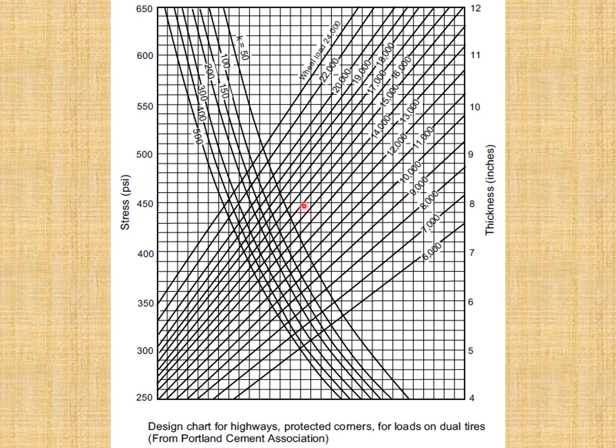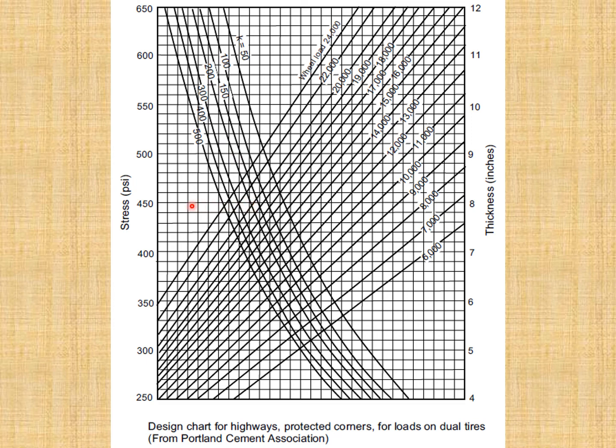So look at this one. Let's say the allowable stress in the concrete is 450 psi, and the modulus of subgrade reaction is, let's say, 200. So the 200 curve is this one. Look at that.